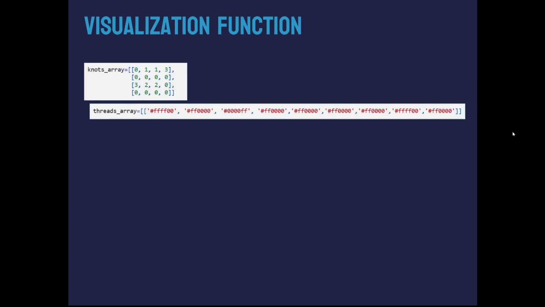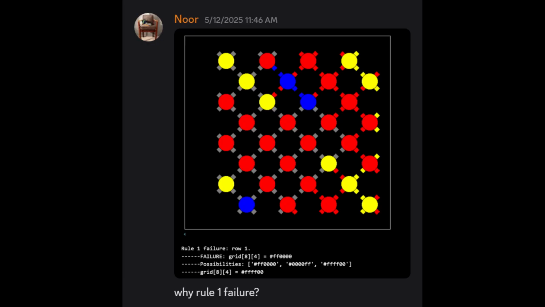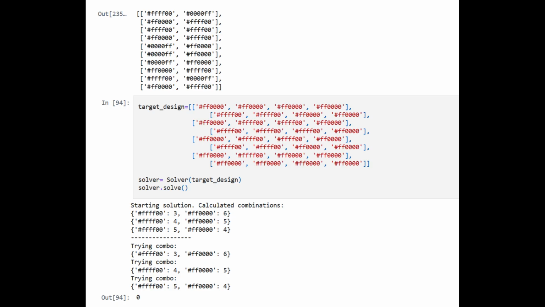The first thing I did was create a visualization function, which, when given the initial thread colors and an array of knots, shows me what it looks like. That was important for troubleshooting later. I realized that after staring at printed hex codes for a while.